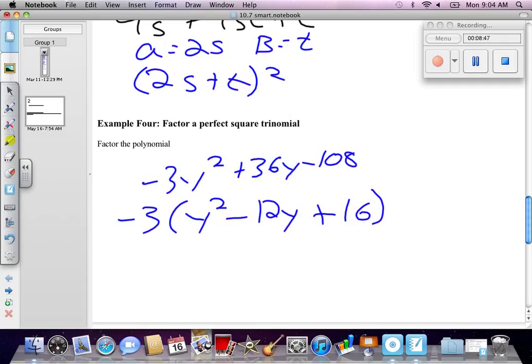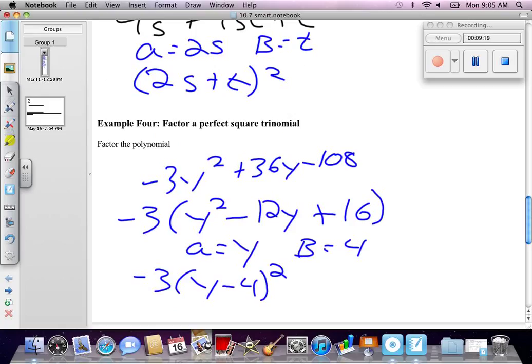Okay, so what is the square root of y squared, Ty? What times what gives us y squared? Y. Okay. Bruce, what times what gives us 16? Perfect. So I put the negative 3 in front, and then I have y minus 4 squared. So do you see how if they weren't perfect squares, I factor out a number first? Okay. Let's try another one.